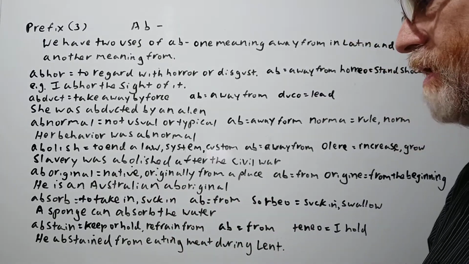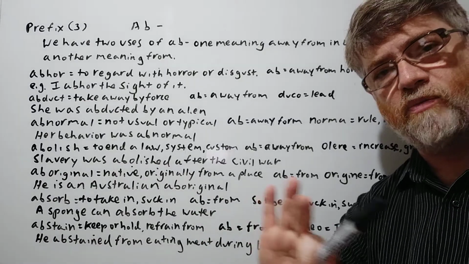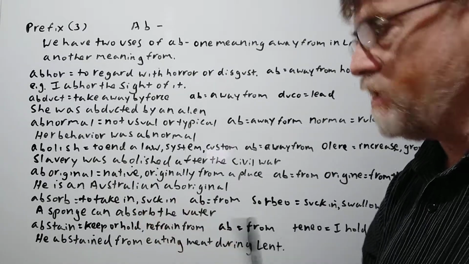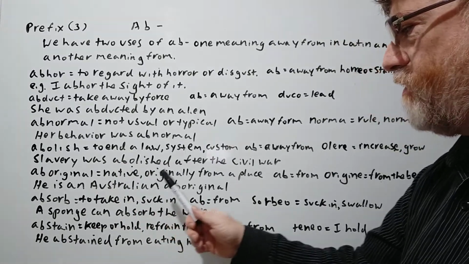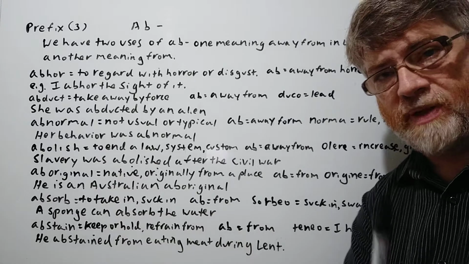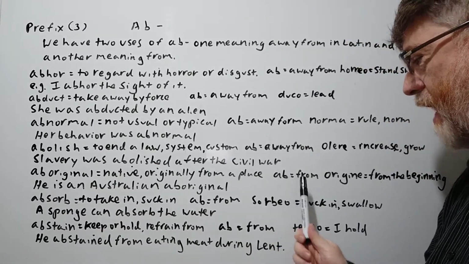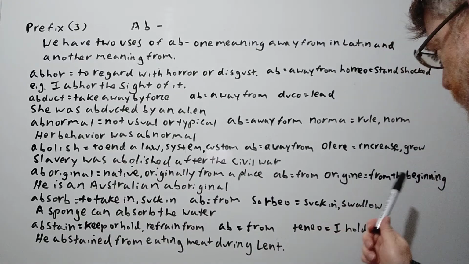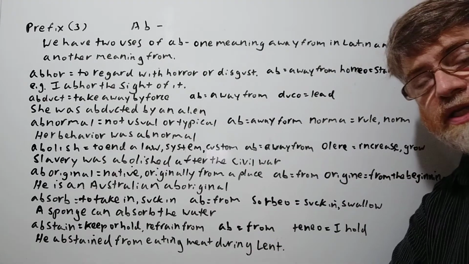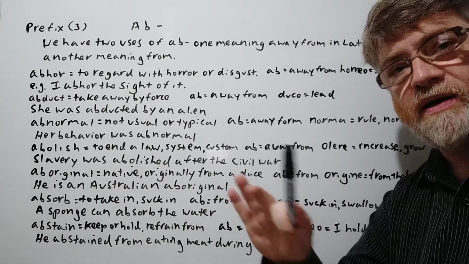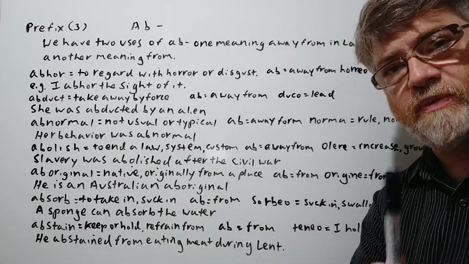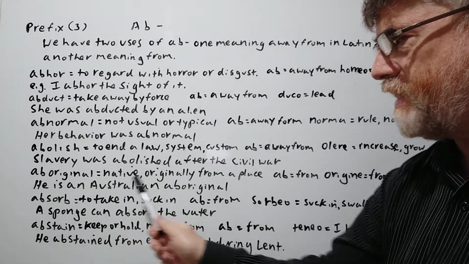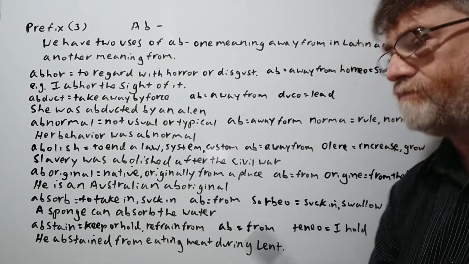Okay. Now, in the last three, this is where ab just means from, not away from, but from. So Aboriginal. A native or, originally from a place. That's basically what it means. So again, ab means from, and origine, of course, means from the beginning. So they were here from the beginning. They're Aboriginal. So that's where we get the word Aboriginal from. So let's continue. You can say he is an Australian Aboriginal. Okay, good.